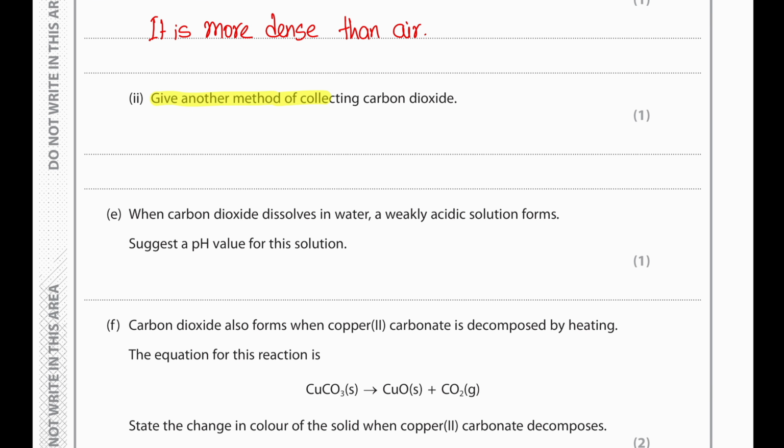Give another method of collecting carbon dioxide. Now, carbon dioxide can be collected easily using a gas syringe. As the carbon dioxide enters the gas syringe, it will push the plunger behind. So we can use a gas syringe. Another method we can collect a gas, specifically some of the gases, those that are less soluble in water, will be collected over water.